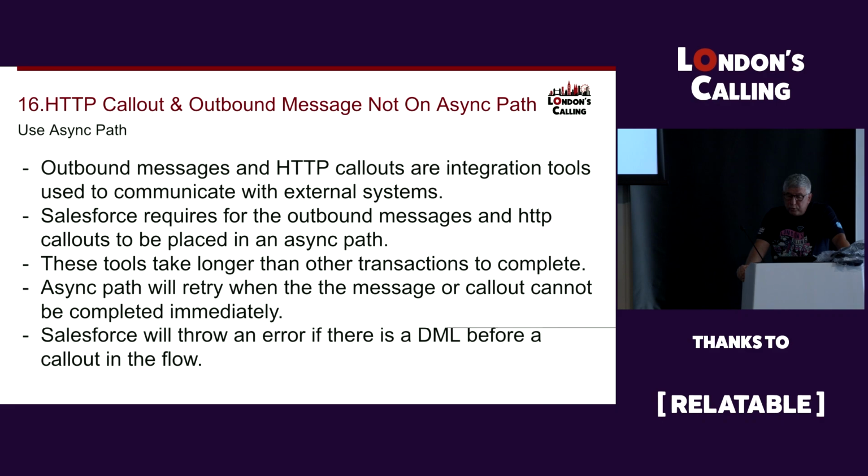Number 16, HTTP callout or outbound message not on async path, right? Outbound messages and HTTP callouts are good integration tools that we can use now. HTTP callout is rather new, and Salesforce requires for those to be on an async path. These can take longer than other transactions to complete, and async path will retry the message. And Salesforce will also throw an error if there is a DML before the callout in the flow as well. There is also a peculiar error message for that because there is an outstanding DML before the HTTP callout. So we need to be careful about that.